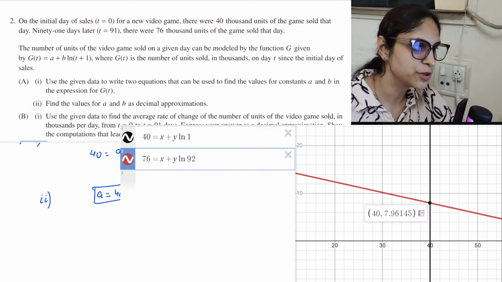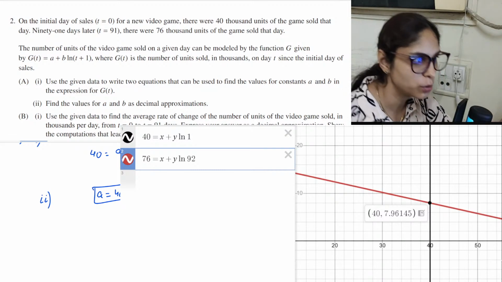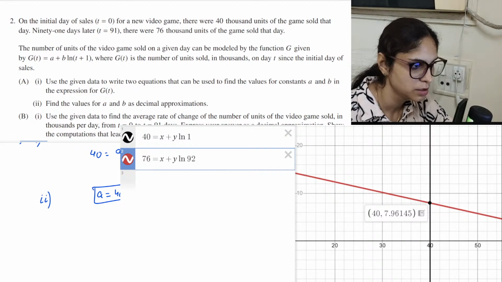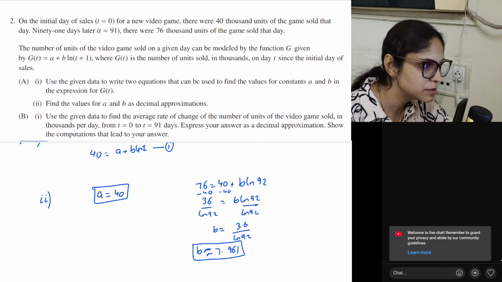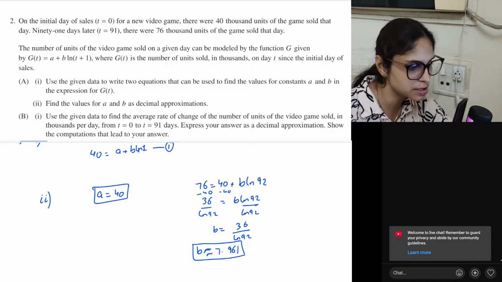So I've also shown you how you can do it completely by using the graphing calculator. These are your two equations. Now with this, the first part is done. A is 40, B is approximately 7.961.